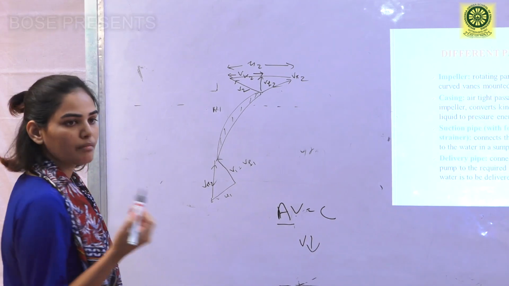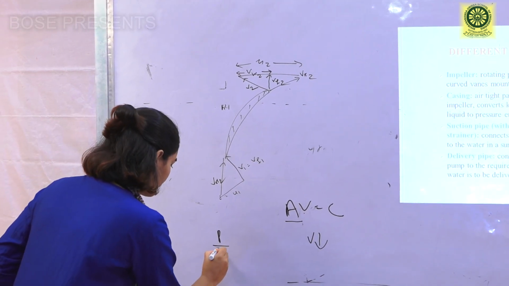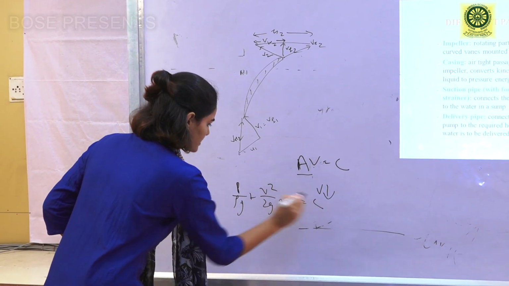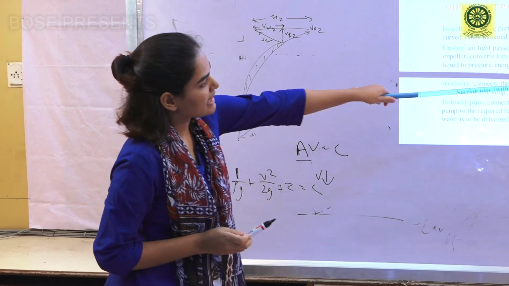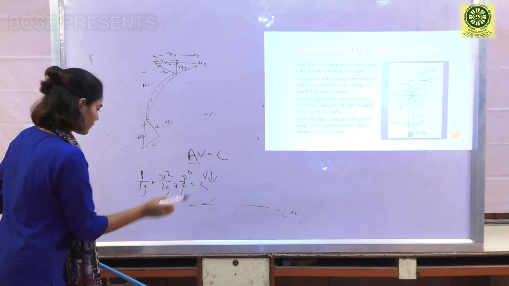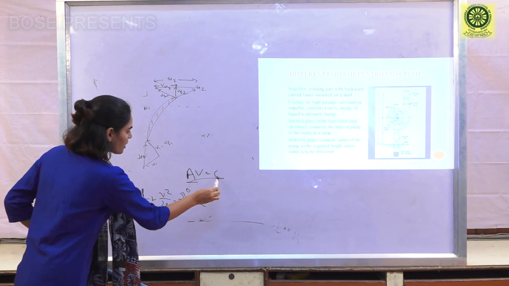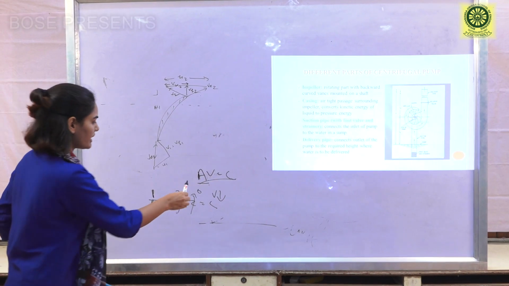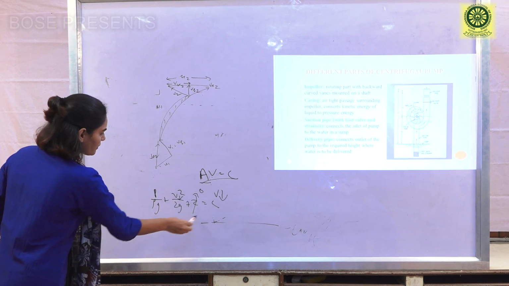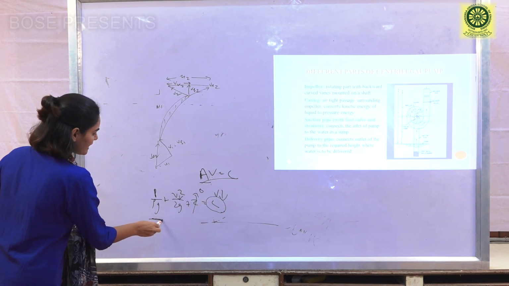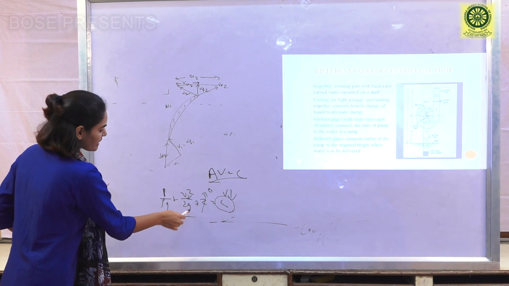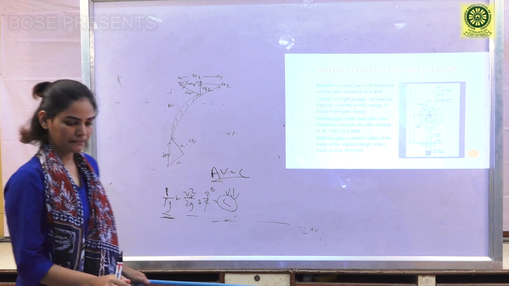Now again Bernoulli's equation says that P by rho g plus V square by 2g plus Z equals constant. We are considering this portion of the pump where Z is the same, so Z will be 0. Now here we saw A is increasing, so V is decreasing. When V is decreasing, the kinetic term decreases, so the pressure term will increase. This is the pressure term, this is the kinetic term. So it is converting the kinetic term to the pressure term.